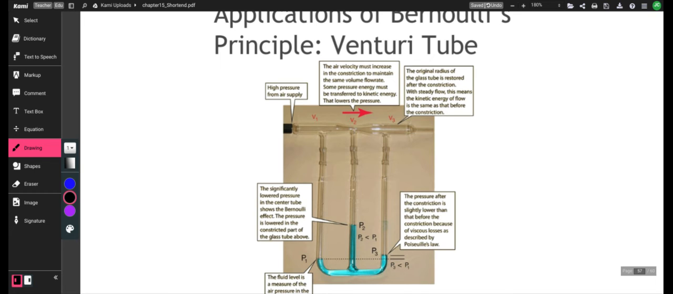You have high pressure air flowing in on the left. You have it go through this restrained area, and you will see that this water level, which would naturally be level, rises up in this one area because there is a lower pressure in this tube, and it's sucking it up.